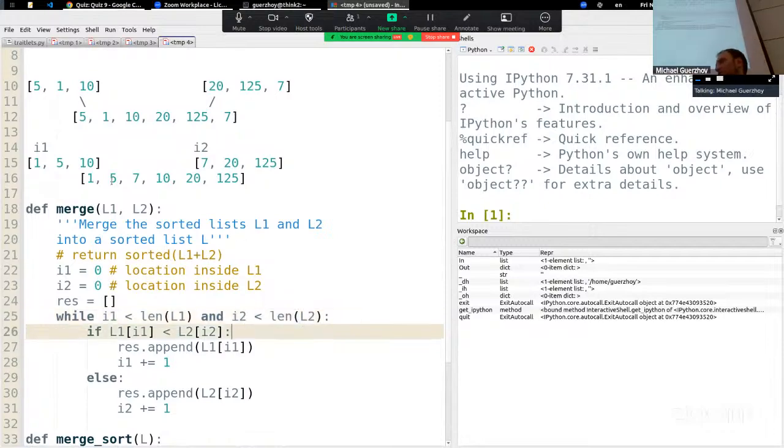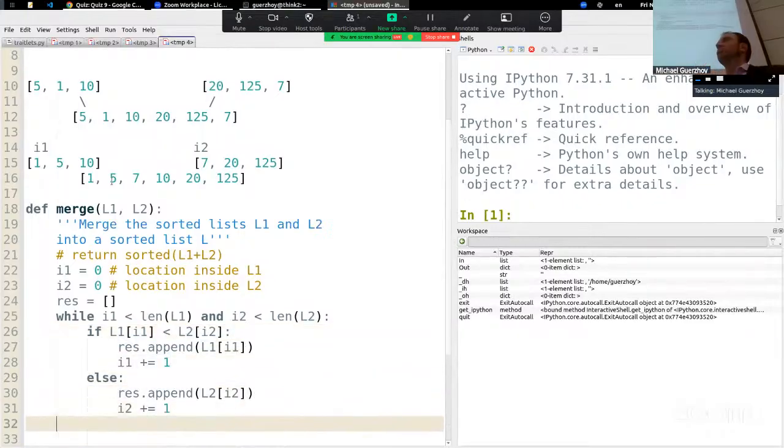When one of those is done, I cannot do the loop anymore. So at this point, what happened is the loop is done. So that means either I exhausted L1 or I exhausted L2. Those are the 2 reasons that I would be done.